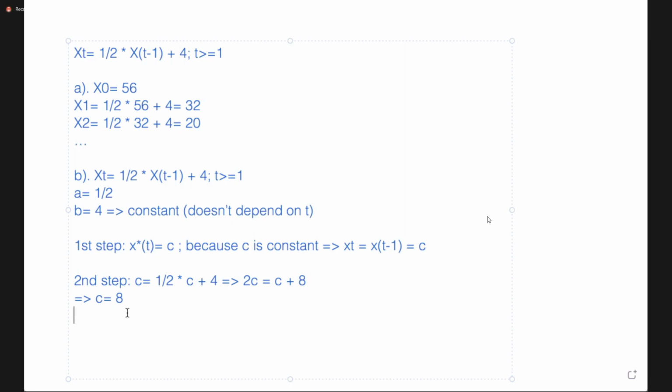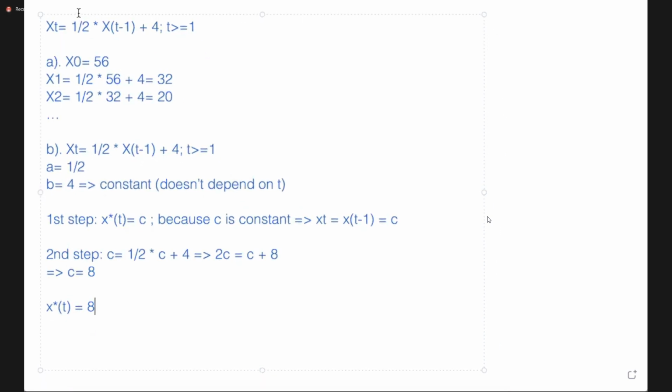So now that we have solved for c and we have found our solution, we know that our solution x star of t is equal to 8. This is a very, very important thing. I'm going to highlight it in red so we don't forget about it. Oh, I can't highlight it in red. It's okay. We have to remember that our solution x star of t is equal to 8, which is a very, very important thing. We'll see why later on.